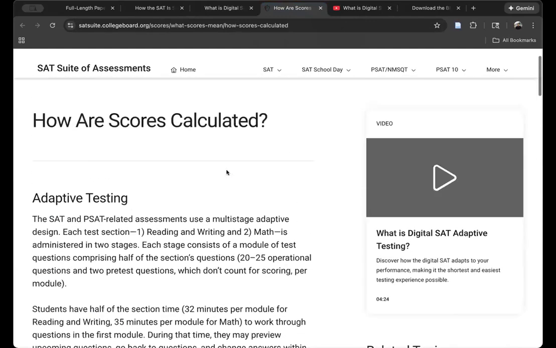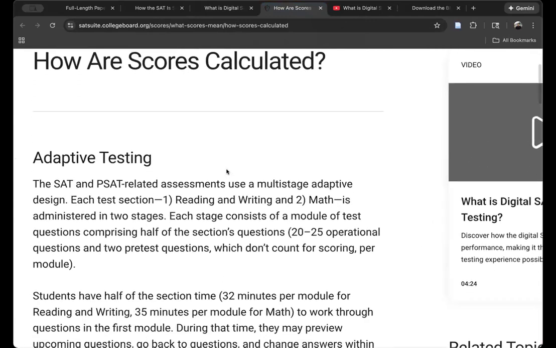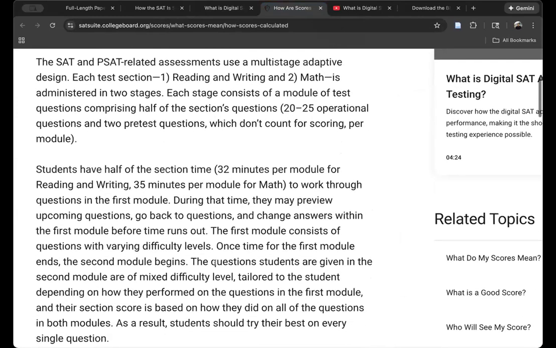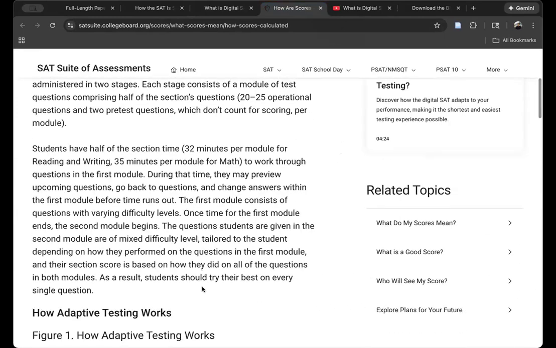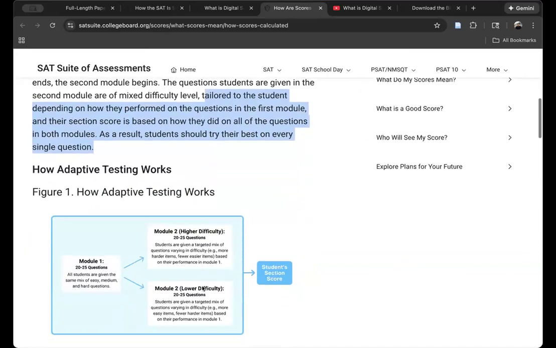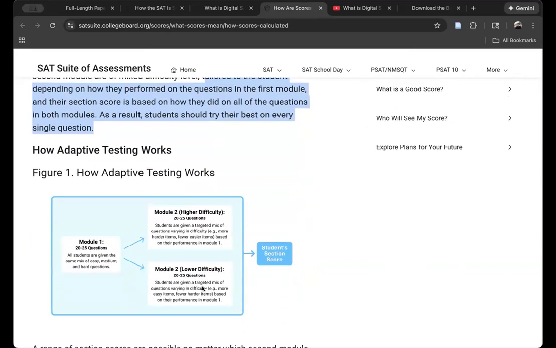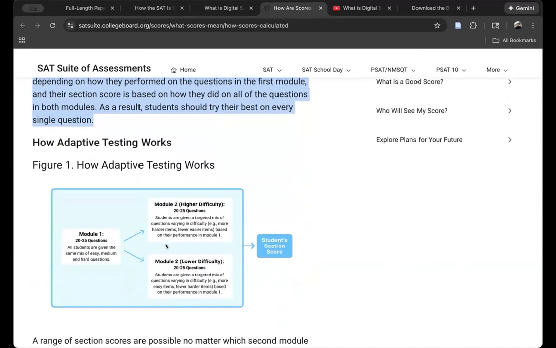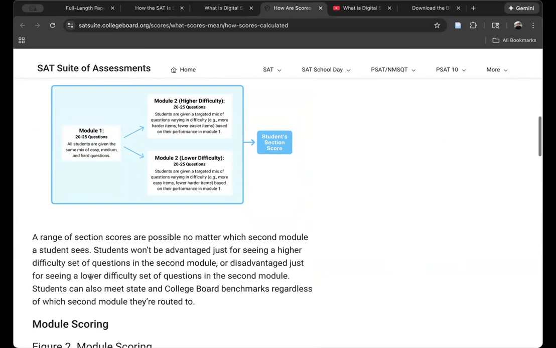Now, this is just another walkthrough of the adaptive questions. So, they're tailored to your difficulty levels, and will change future questions based on their performances.